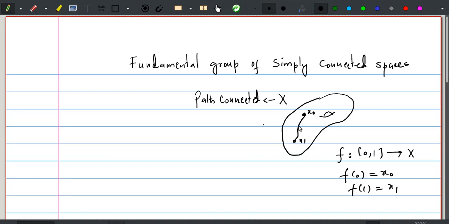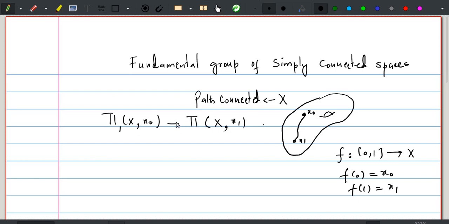Now for this space X, say we have these two points x0 and x1 in X, then the fundamental group of X based at x0 and the fundamental group of the same space X based at x1, we proved in the last lecture that these two groups are isomorphic. So note that to define the fundamental group of a space X which is path connected, we do not need to mention the base points. We just write the fundamental group of X as pi 1 of X.